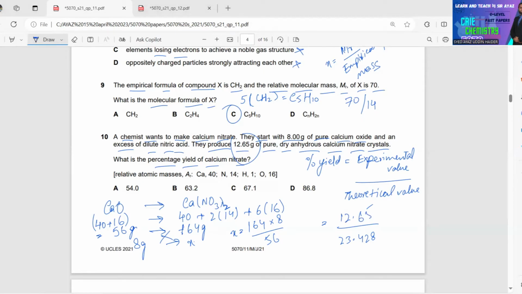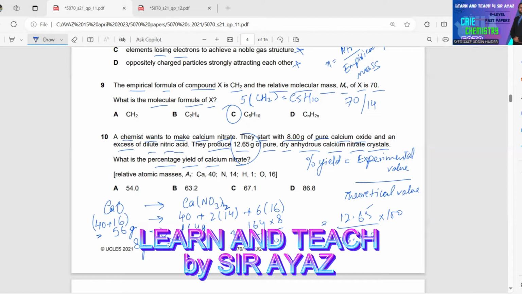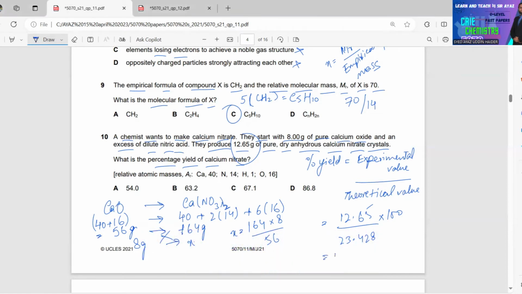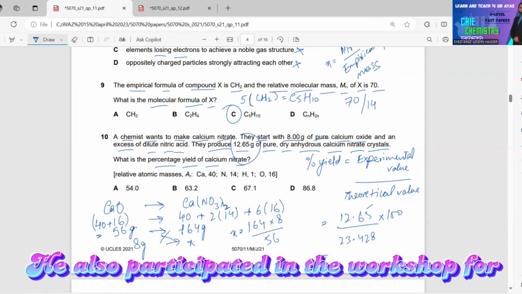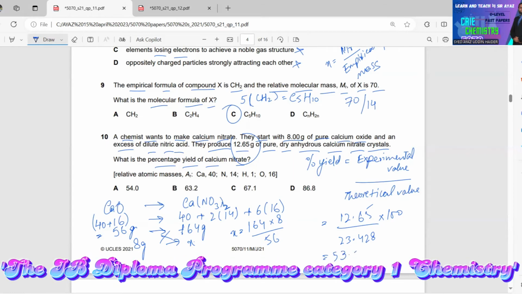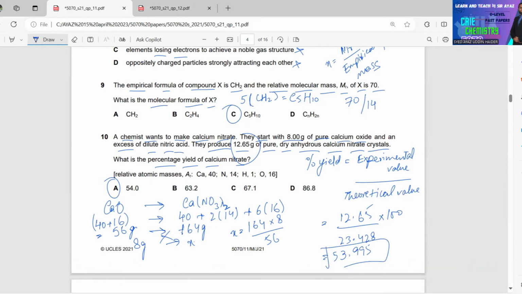So we will multiply 12.65 by 100 and divided by 23.428. We'll get 53.995. So A must be the right answer. It's 54. So if you'll round off this 53.995, you will get 54.